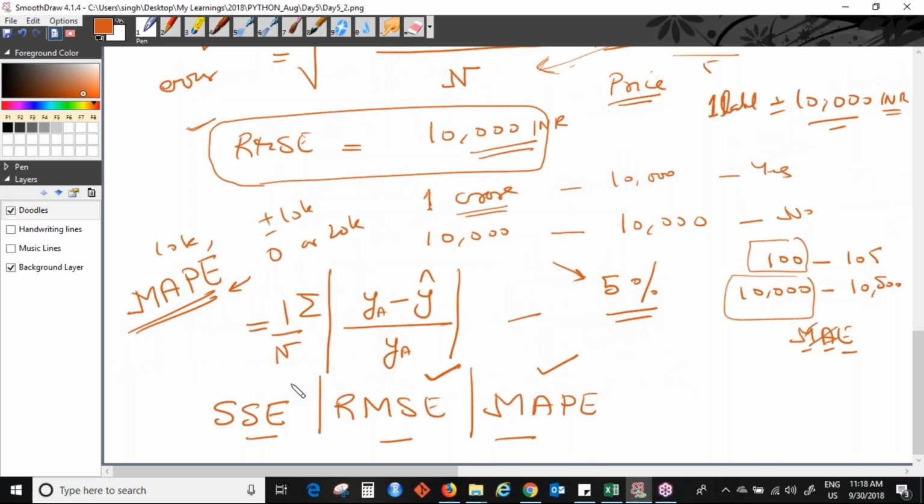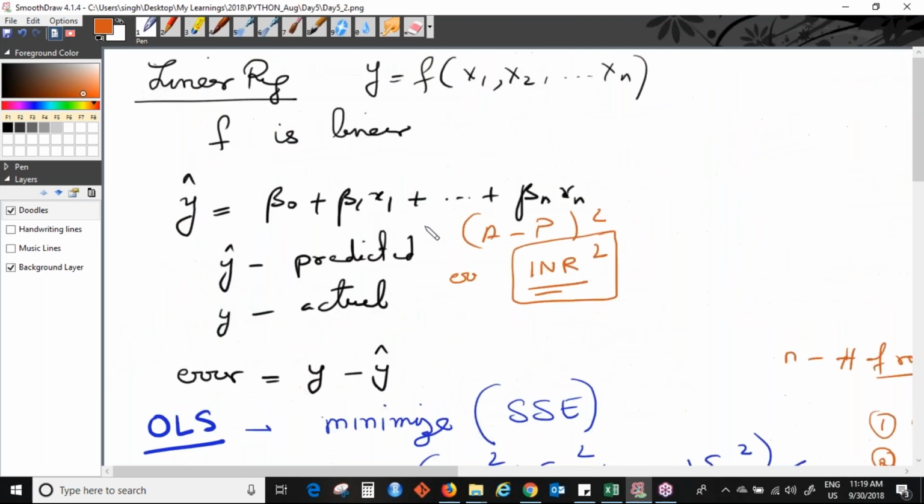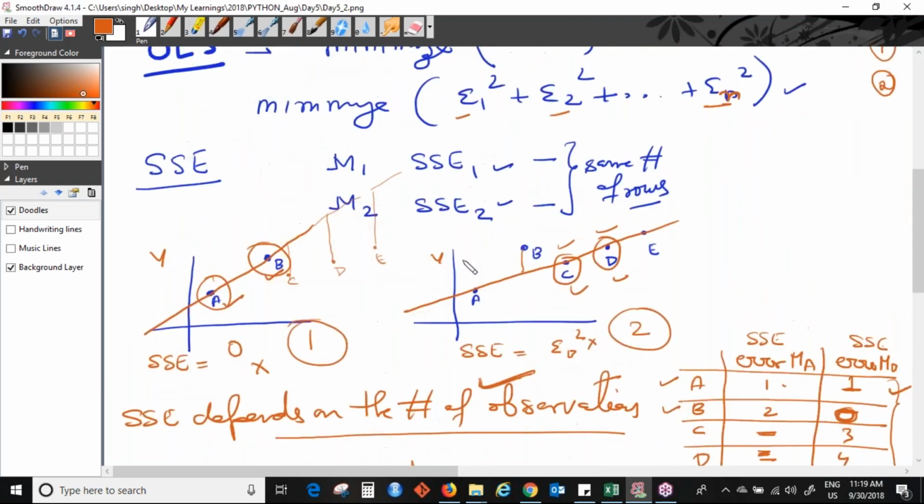Okay, so remember, SSE is used to find the line. This is used to find the line because that's what the ordinary least squares algorithm tells us. This is used to evaluate the line in absolute units. Okay, this is used to evaluate the line as a percentage. Okay, so these are the advantages of the different error parameters that we have, which is true for all regression models, not just linear regression, all regression models.